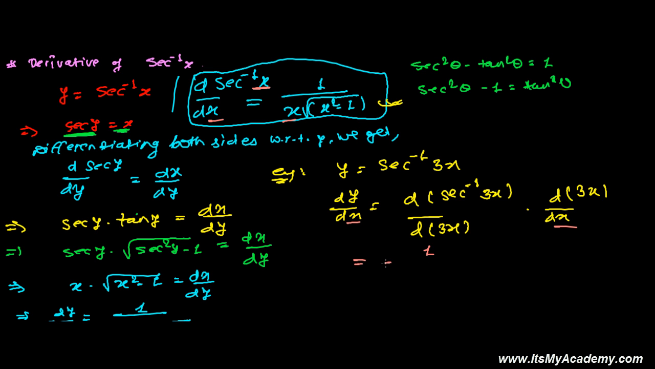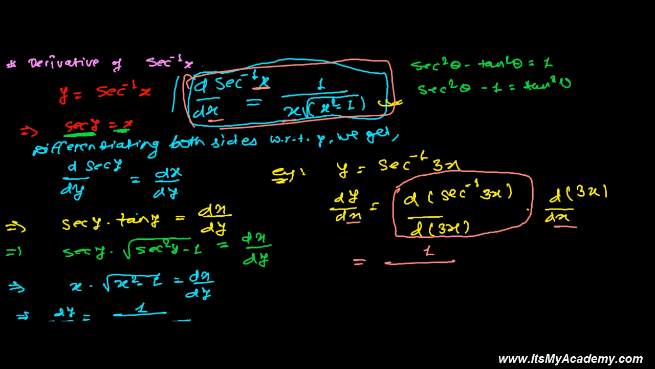So I'm comparing this quantity with this one and writing it in that way. I will get 1 over the angle, that is 3x, times the root of 3x in brackets square minus 1, and times the derivative of 3x, that is 3. So if we arrange, dy over dx equals 3 over 3x times the root of 9x square minus 1.